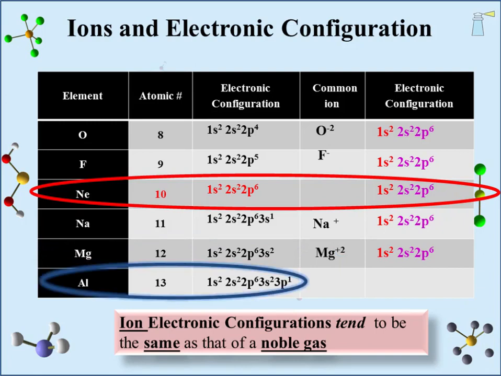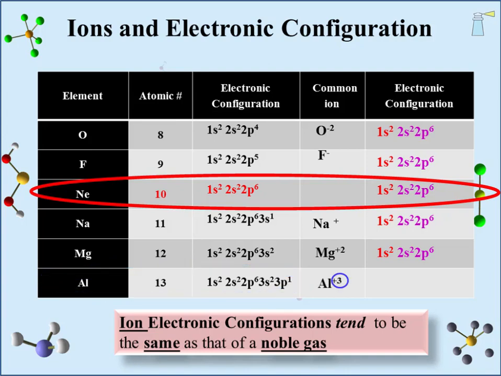The final element on the table is the most common 3A or column 13 element found in our studies. It is aluminum, and we see that its electronic configuration ends in 3s2, 3p1. It has 3 valence electrons, and if it was to lose all 3, it would adopt a +3 charge. Like sodium and magnesium, it will no longer have electrons in its outer shell. As such, it will have a neon-like electronic configuration. Ions tend to have electronic configurations of noble gases.